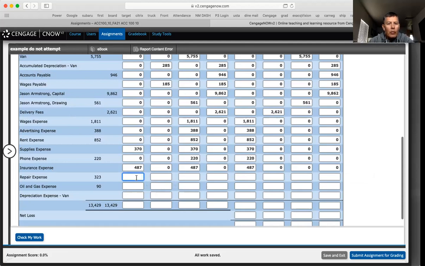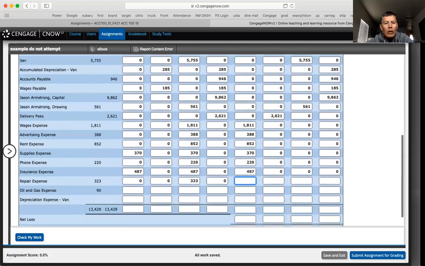Repairs expense, we didn't have any adjustments. The balance is going to be 323. Okay, the 0 for credit here. Now our balance on our income statement would be 323. Nothing here, not the balance sheet. There's 0 balance there. Oil and gas expense 90, no adjustments.